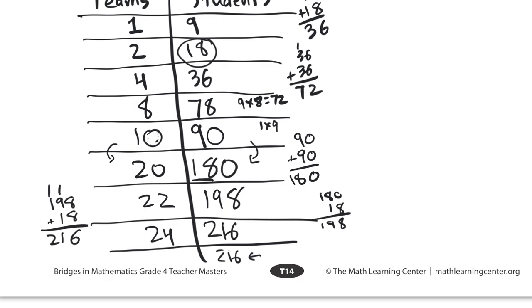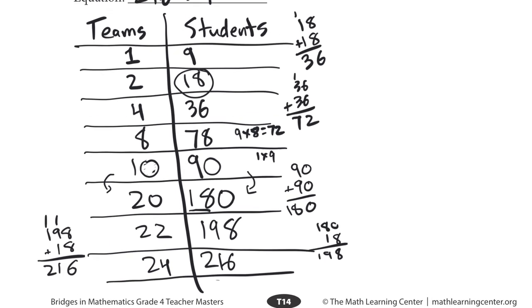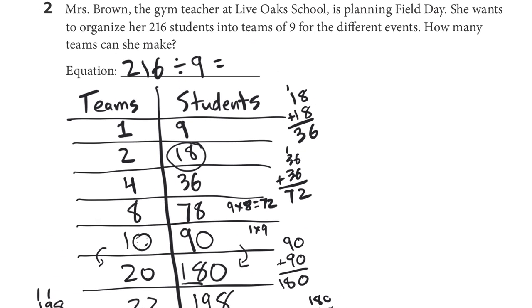So I didn't need this extra row down here, so I could get rid of that. So the answer to our problem, how many teams of 9 can I make if I have 216 students, is going to be 24. So in this area, when we're talking about the problem, what is 216 divided by 9? 24. So how many teams can Mrs. Brown make? 24 teams. What would that look like if we decided to use the open array for that?